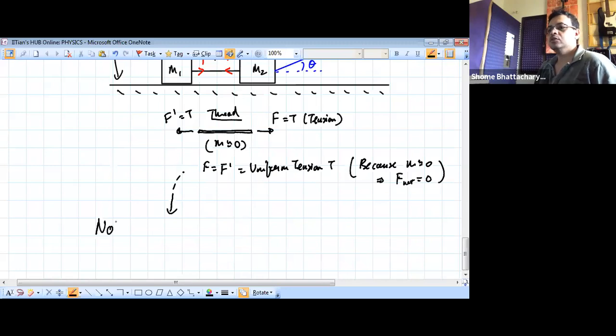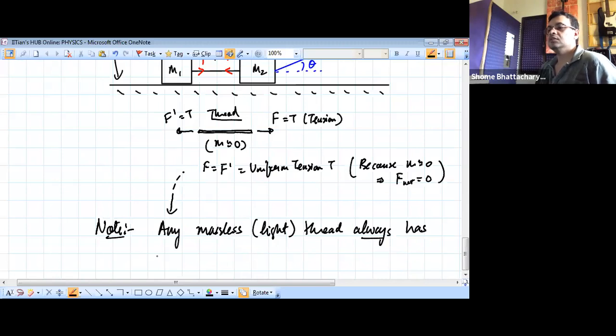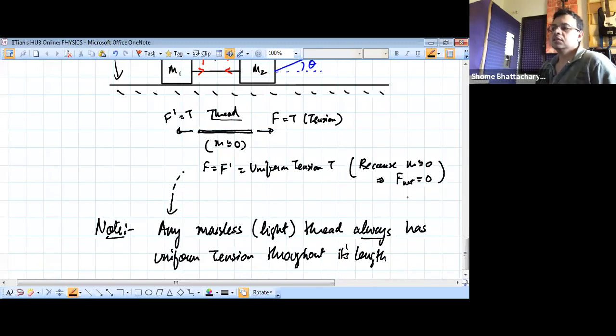So here the important thing is, any massless or what is called very light thread always has uniform tension throughout its length. Because of this reason, because it's massless, so the net force on the string must be zero. So that's that force on both the sides, both the ends of this thread has to be zero, has to be balancing each other. So the tension becomes uniform. Okay.